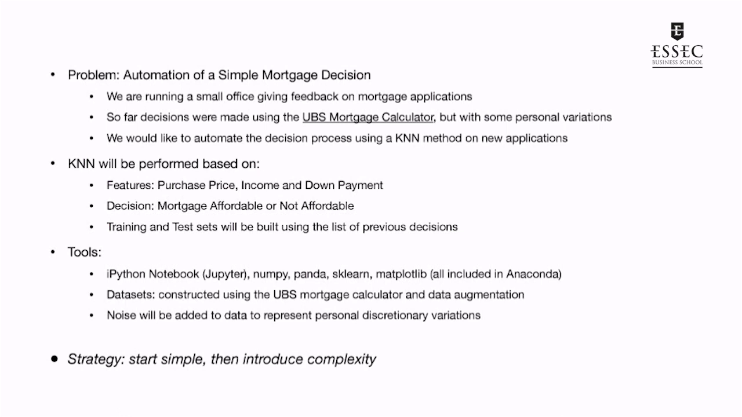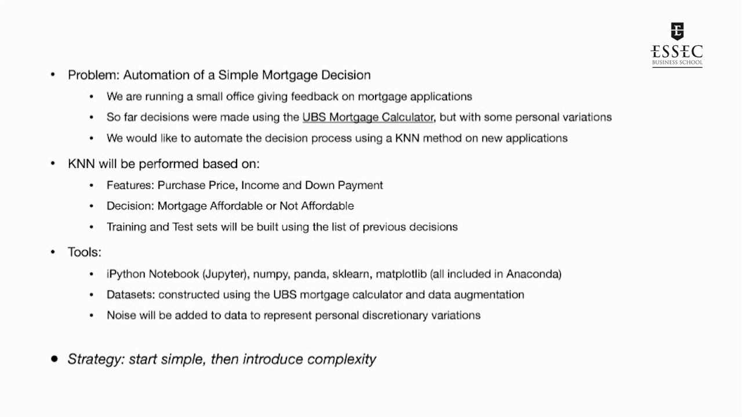So what we are going to do is build a data set using this UBS Mortgage Calculator and automate the decision process using the KNN method I just showed you. We are going to perform the decision based on two features, purchase price and income, and later we'll introduce down payment in the example.